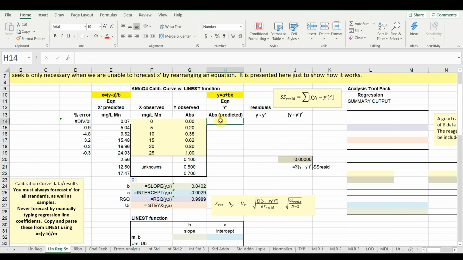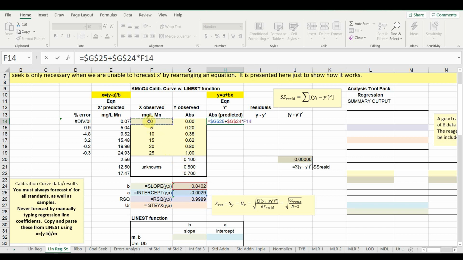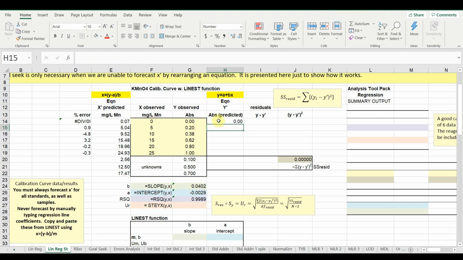Now we don't technically need to calculate the y prime values, but I want to do it in this case to show you how this information is used for regression purposes. So let's go ahead and get the y prime values. We write the equation y equals a plus bx. That'll be equal to a, which is the intercept, F4 for absolute reference, plus the slope, b, F4, times the value of x, that's our known x. F14, relative reference, is 0.00, so that predicts well. Let's autofill to get the absorbances forecasted, the y prime values for all the other standards.